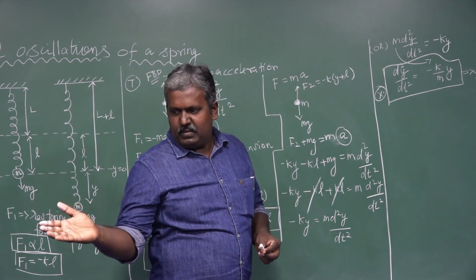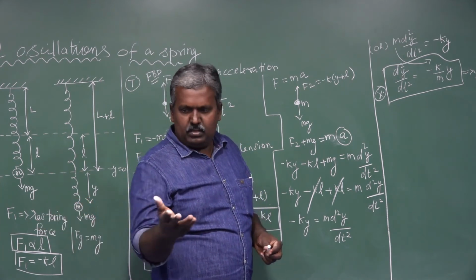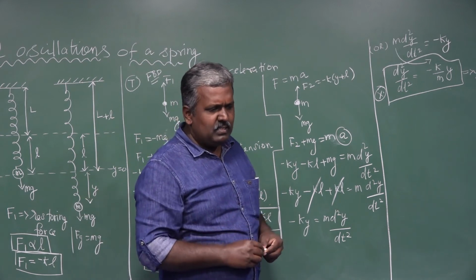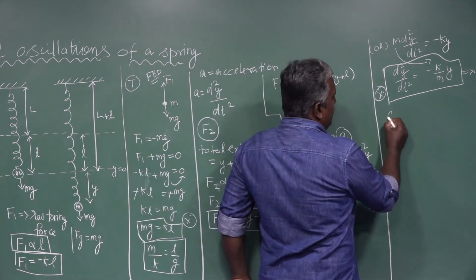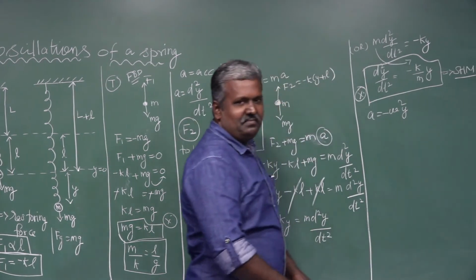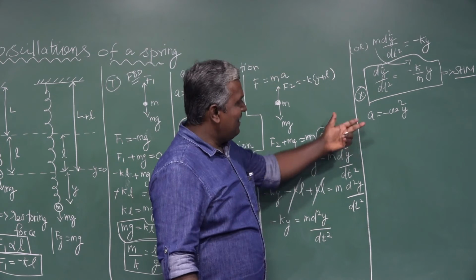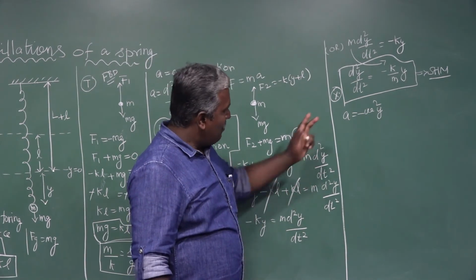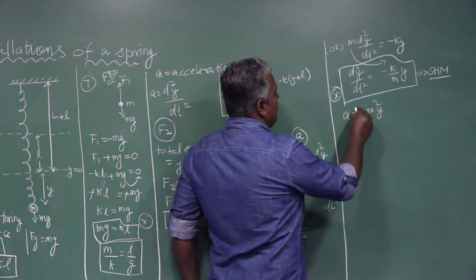Come and tell me yourself. Don't know? Okay, leave it. You? Very good. a is equal to minus omega square y. Very good. That's it. Clear or not? Absolutely correct.